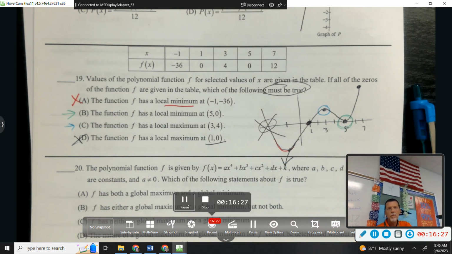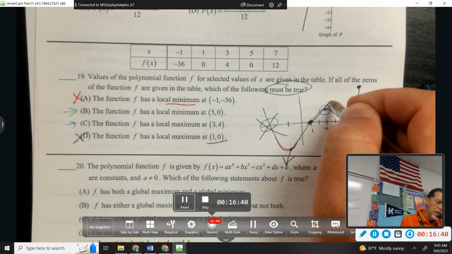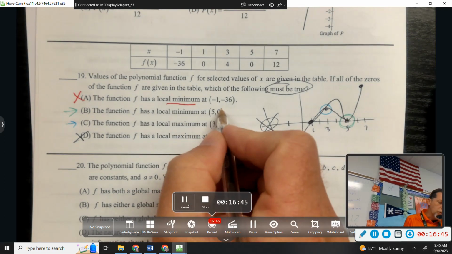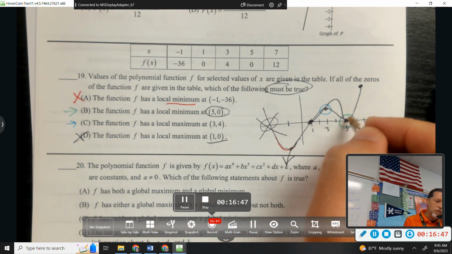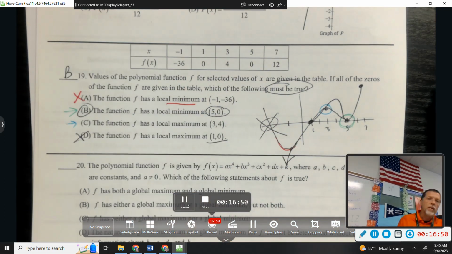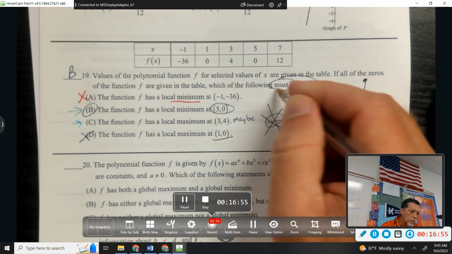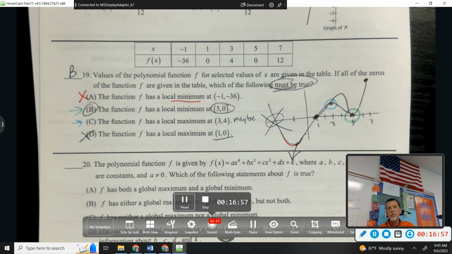But what about B versus C? I sketched it like C was true, but I don't know that C is true. It's possible that it goes up through there and then comes down later. But it's absolutely true that 5, 0 is a minimum, because it turns around right there. So C is a maybe, but we don't want maybes, we want must. So B must be true, C is a maybe true. And I intentionally drew it misleading there.